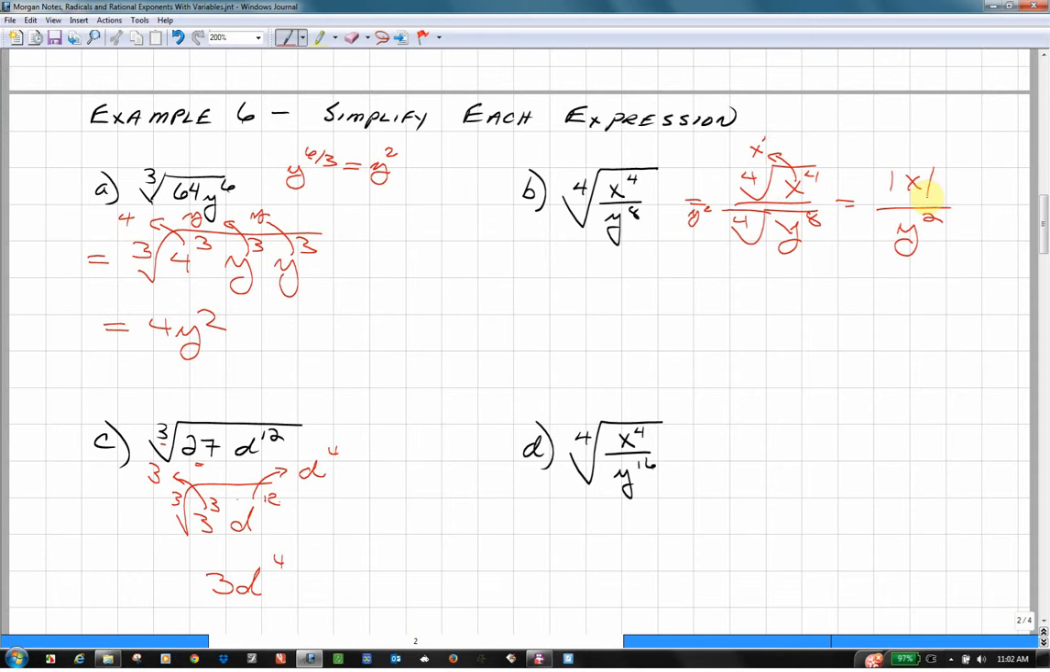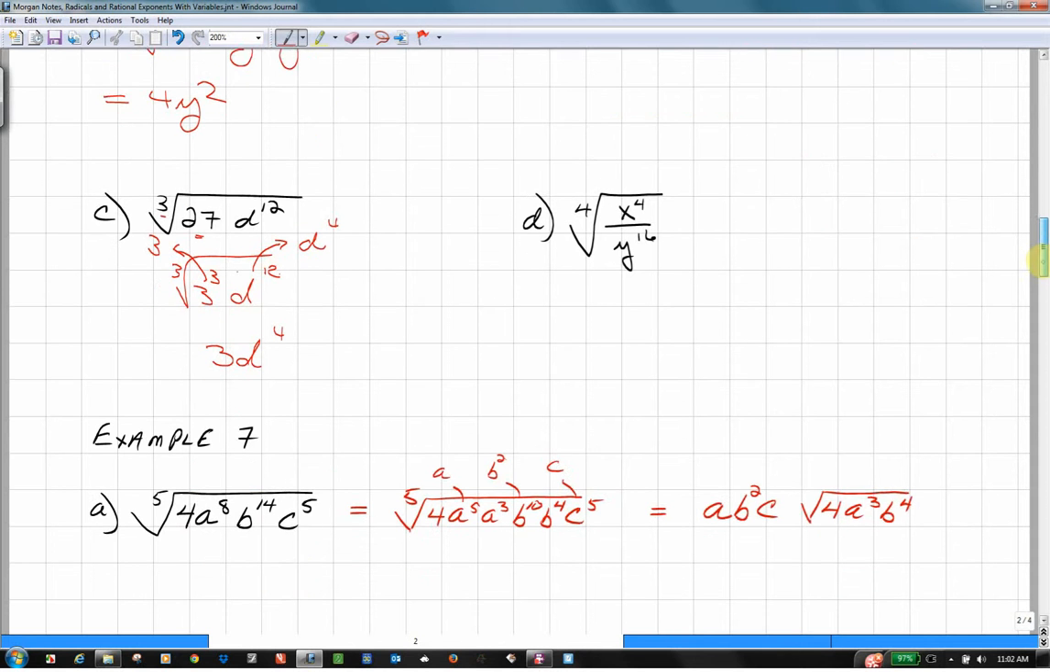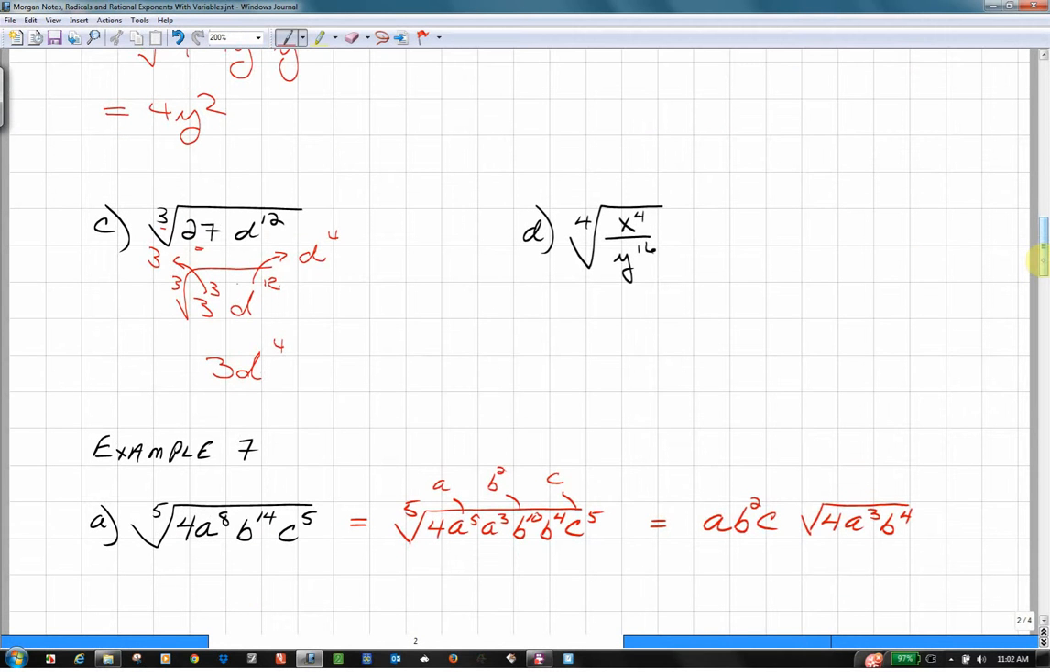Okay, let's go down to the next one. Unfortunately, some of these examples are real similar to each other, but let's break this up. I can't divide y to the 16th into x to the 4th, so I'm going to have the 4th root of x to the 4th, and in my denominator, I have the 4th root of y to the 16th.